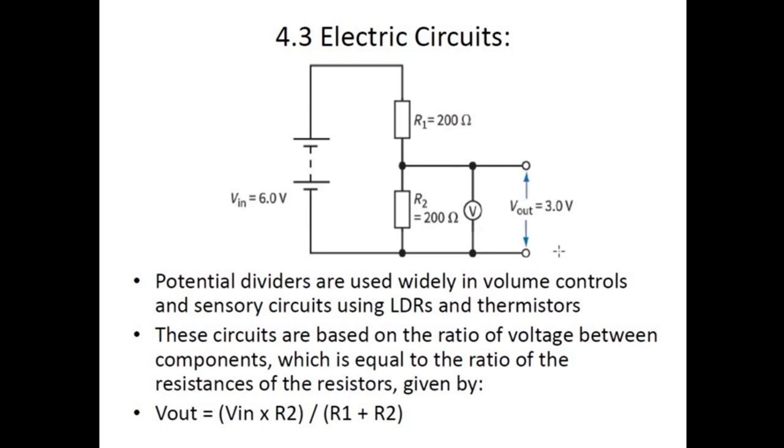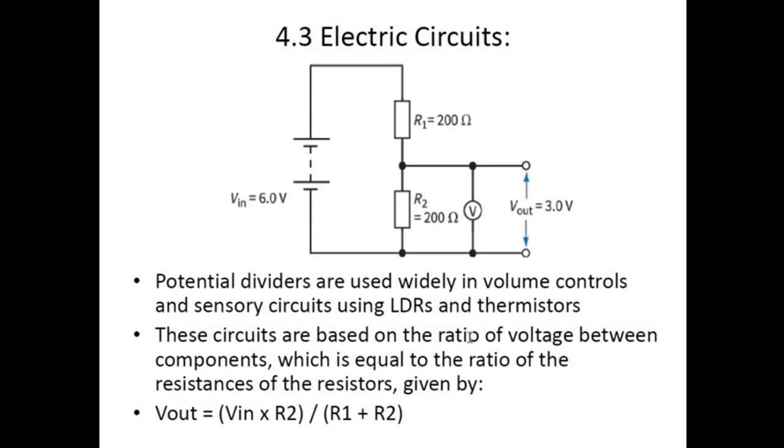These are used widely in volume controls and sensor circuits using LDRs and thermistors. Usually in volume controls or light control circuits, instead of this R1 they put a variable resistor, and once you move the knob for volume on speakers etc., the resistance changes, hence the circuit resistance ratio changes, and hence you get a different output for the current that causes the volume to go up or down.